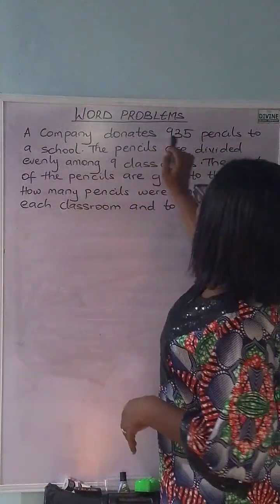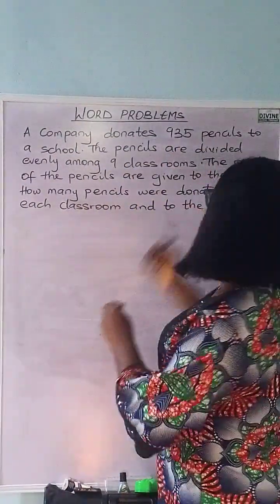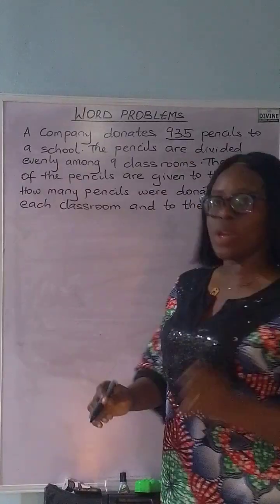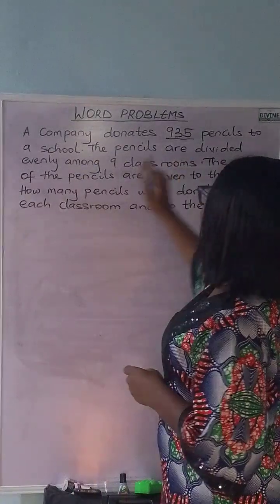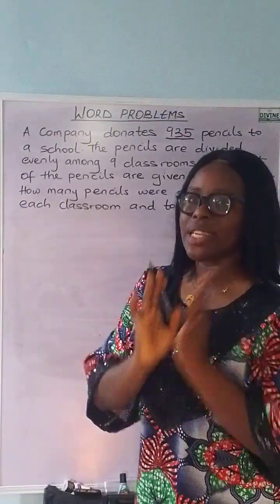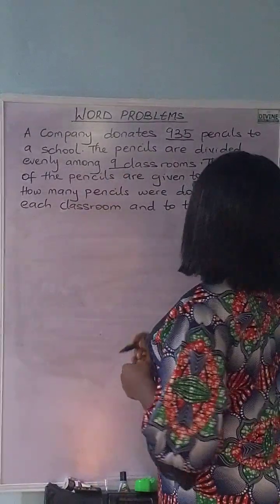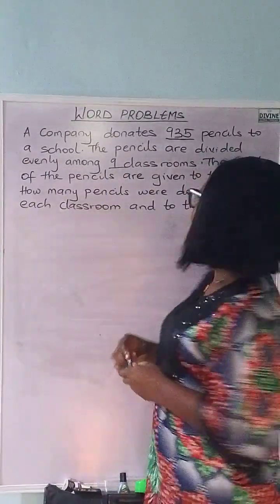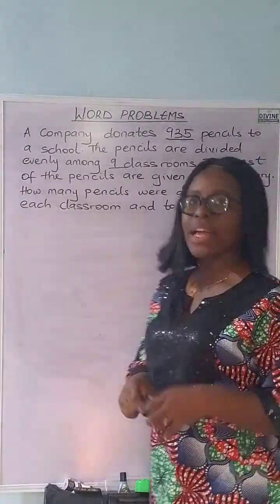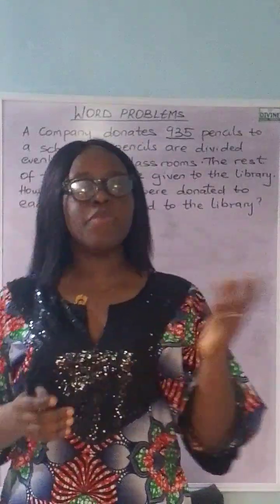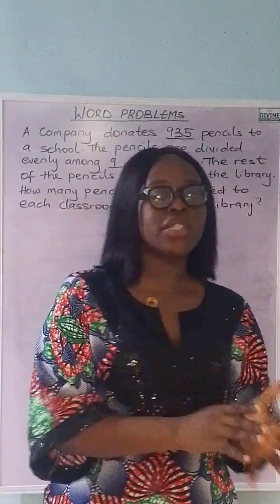What are the keywords here? They donated 935 pencils to a school. The pencils were shared evenly, that means equally, among 9 classrooms. And the rest of the pencils are given to the library. That means they didn't want any class to have more than another class. That is why the rest of the pencils were given to the library.